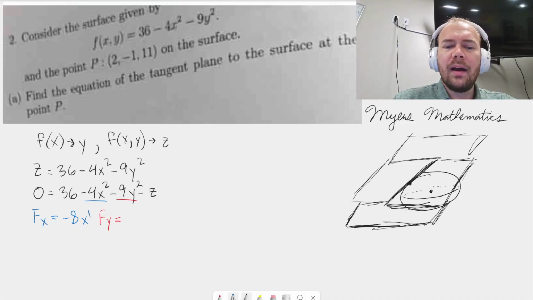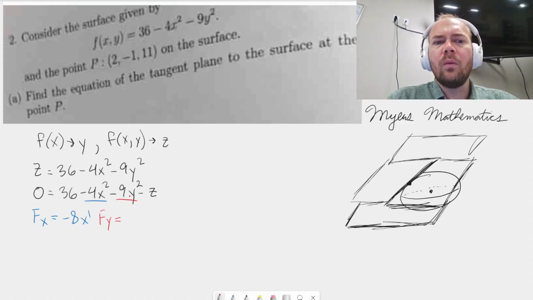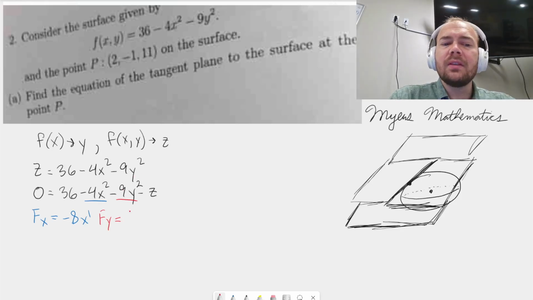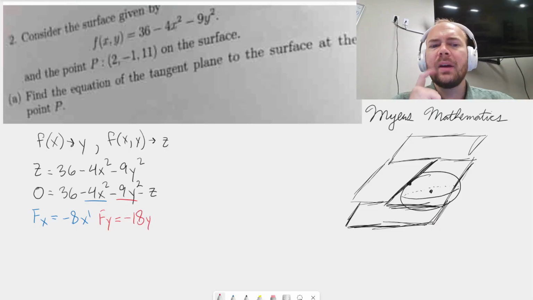For the y, it's going to be the derivative of negative 9y squared. So we times the 9 by 2, and the y goes down by a power.